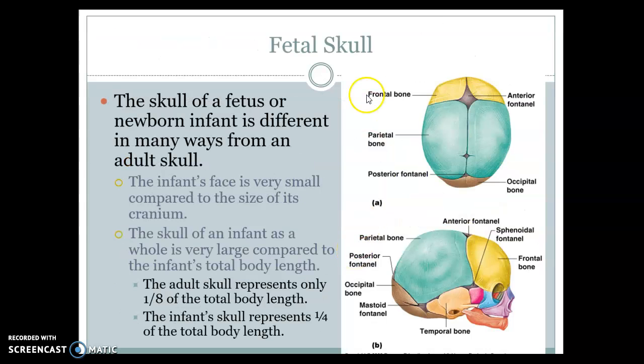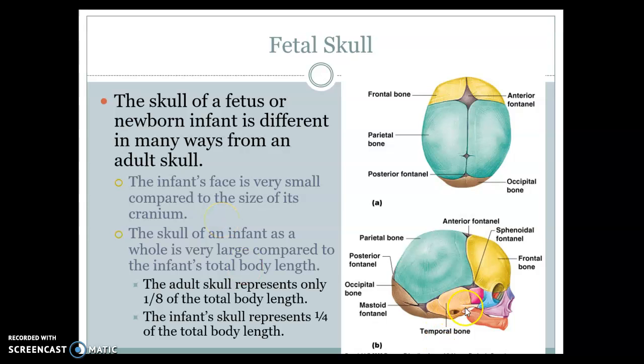Fetal skull. We talked about this before when we first started talking about the skeletal system. When you're first born, your skull is a bunch of separated bones that have holes in them, which are called fontanelles, and those all allow for flexibility so that when the baby's born through the vaginal canal, the skull can kind of compress and move so that it's easier for the baby to come out during the birthing process.